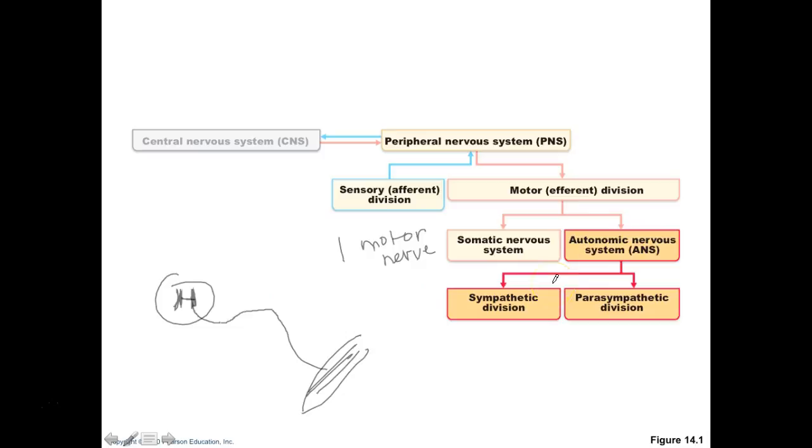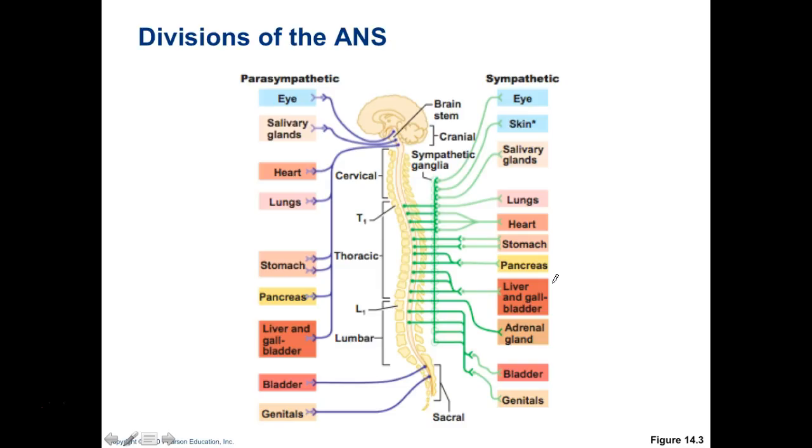With our autonomic nervous system, what you're seeing here is we are going to have our first motor neuron, called the preganglionic neuron, leave the spinal cord, and then it's going to synapse with an autonomic ganglia. Sometimes this is called sympathetic ganglia within our sympathetic nervous system. And from there, our second motor neuron, also known as our postganglionic neuron, is going to leave that and travel over to its target organ, in this case the lungs.